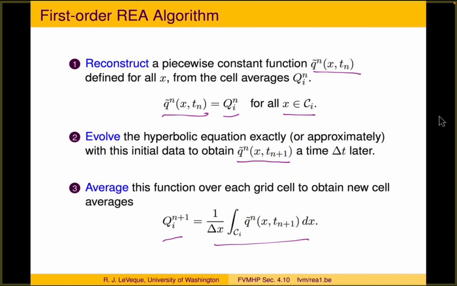But this is what I'll often call the REA algorithm, for reconstruct, evolve, and average. And we'll look also at how to generalize this from a first order method to a second order method by introducing piecewise linear functions instead of piecewise constant functions in the first step. So this algorithm will be built on in various ways as we go forward.